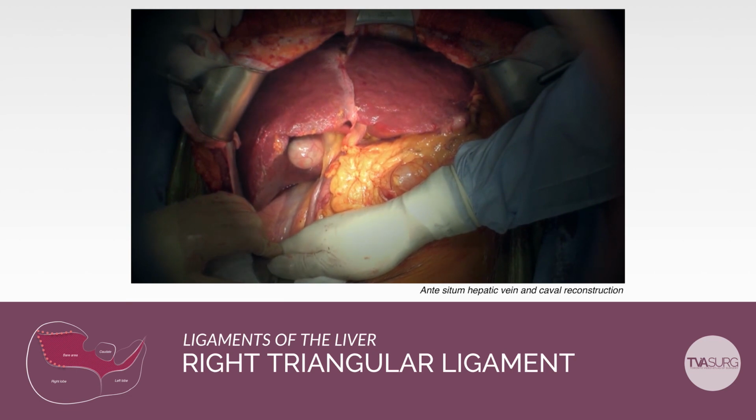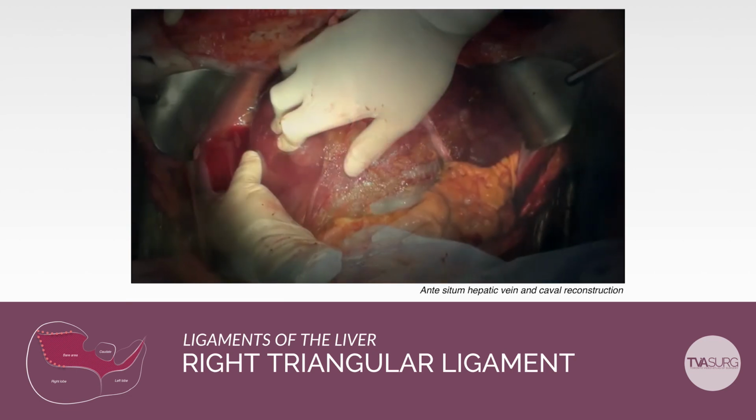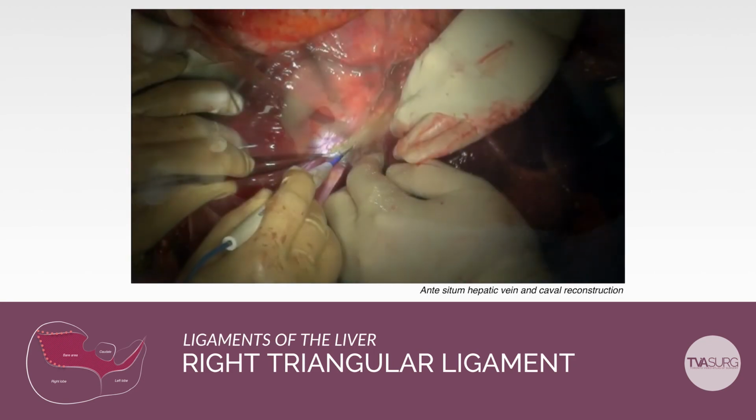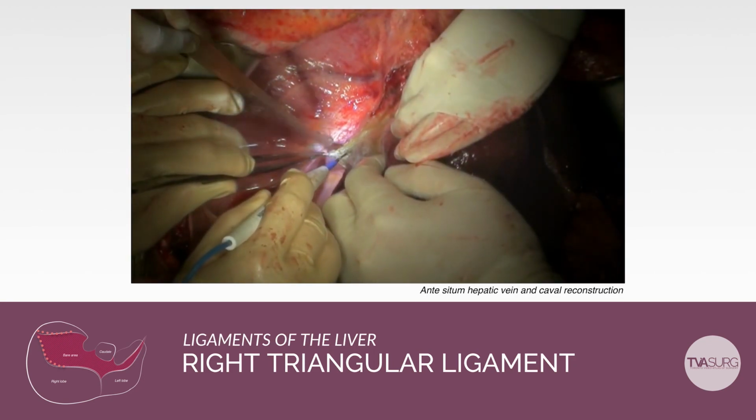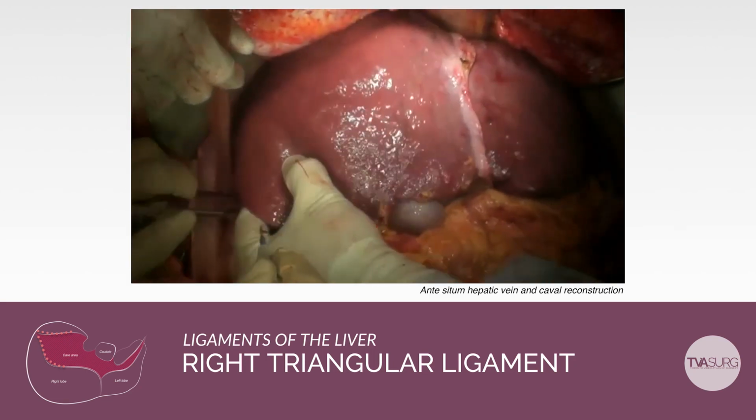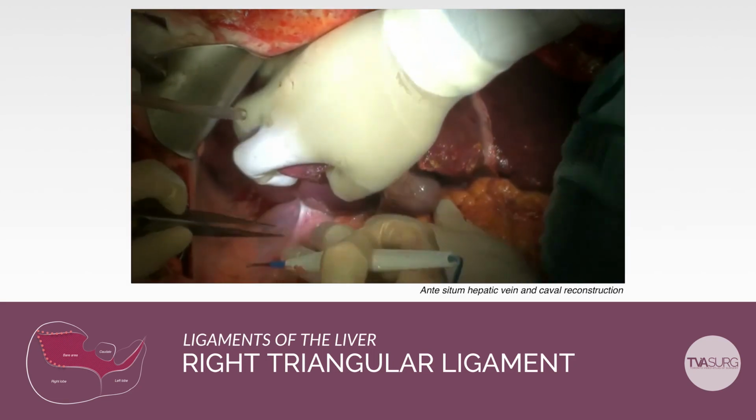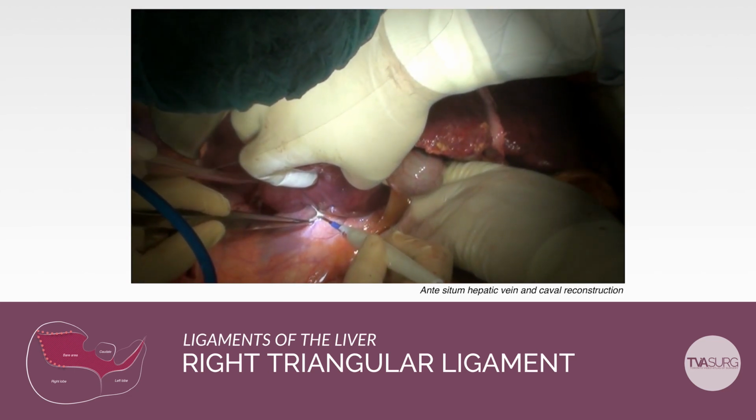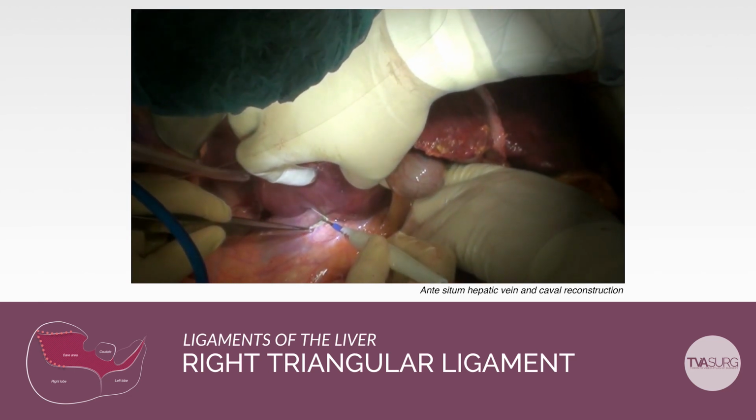The liver is rotated on the vertical axis of the IVC, exposing the right lobe. Here, the surgeon is dividing the right triangular ligament on the top right side of the liver. He then moves inferiorly to divide the inferior portion of the triangular ligament.